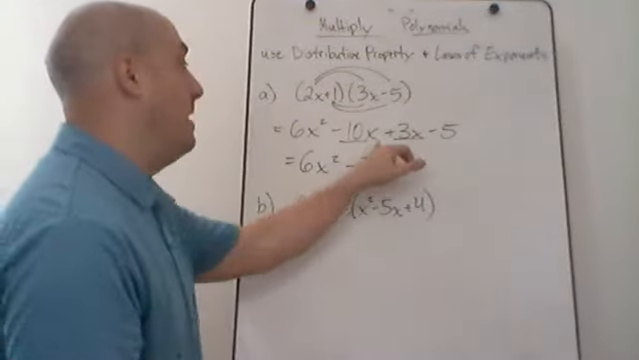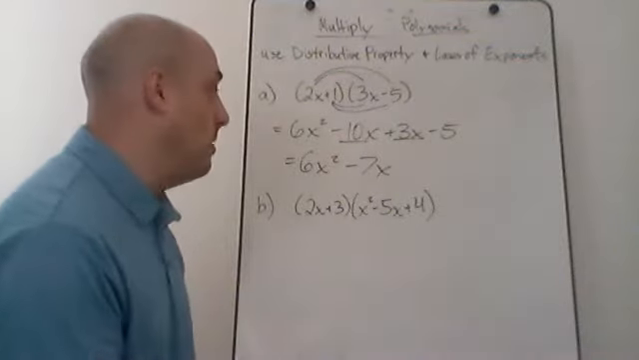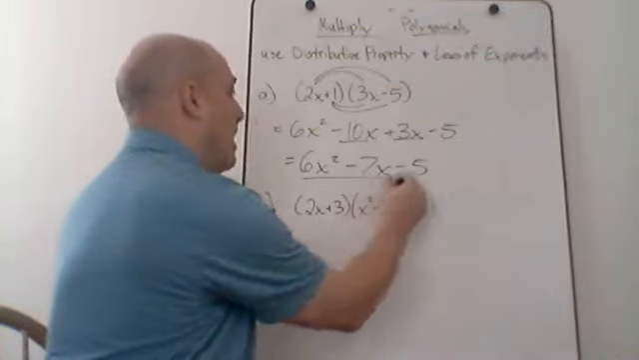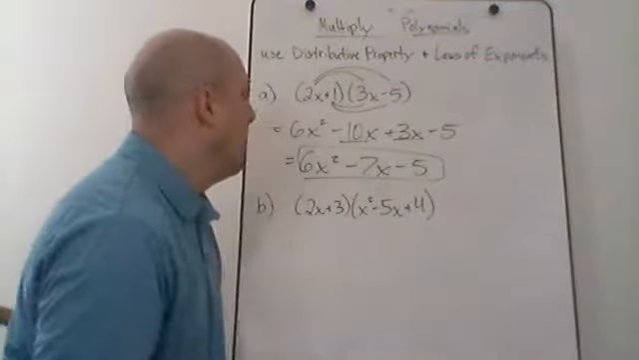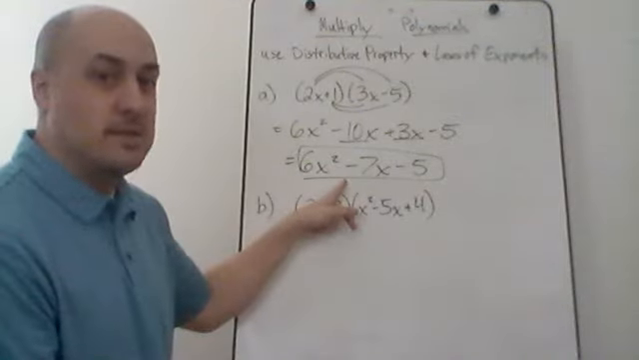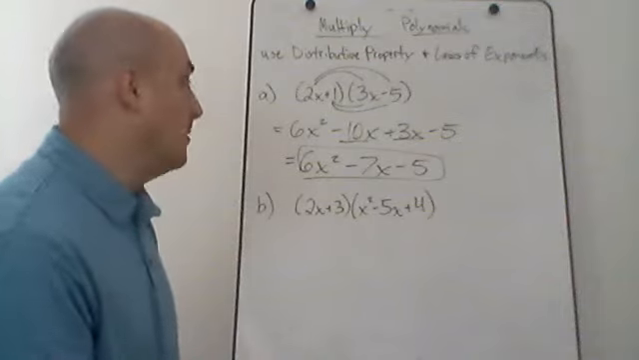And again, remember, when we're adding or subtracting those terms or combining those like terms, we don't change the exponent. And then we have that minus 5, that constant at the end, and there's no other constant, so that just stays minus 5. All right, so when I multiply 2x plus 1 times 3x minus 5, I get 6x squared minus 7x minus 5. Right, that's my product of that multiplication.